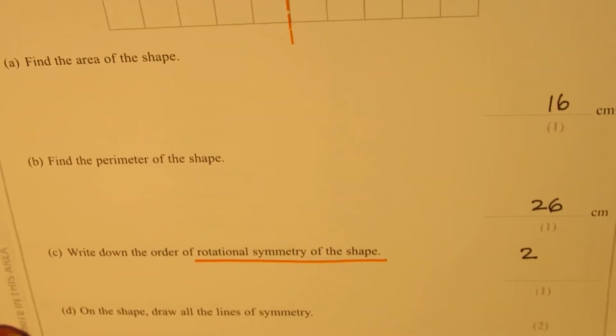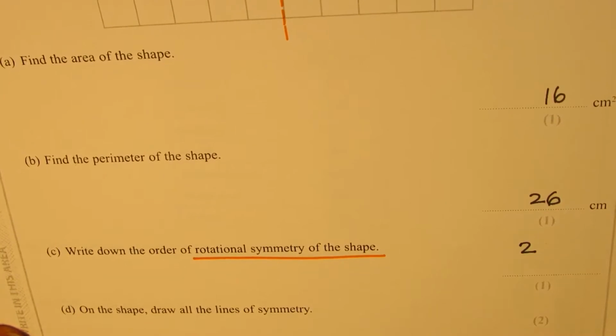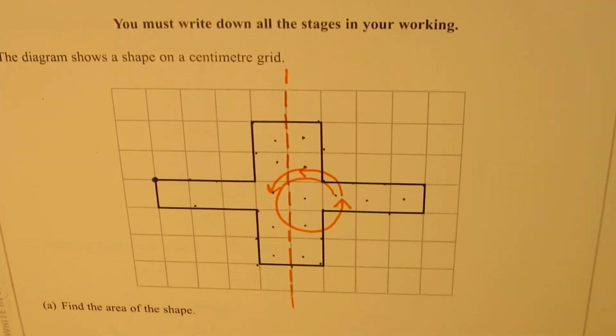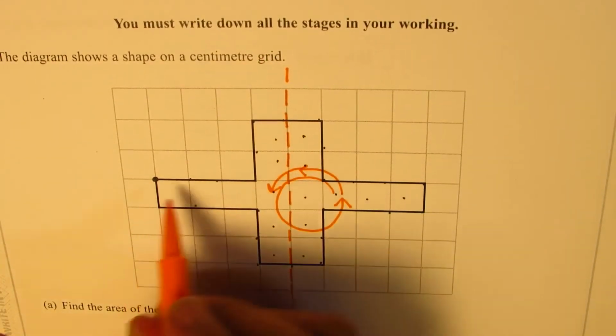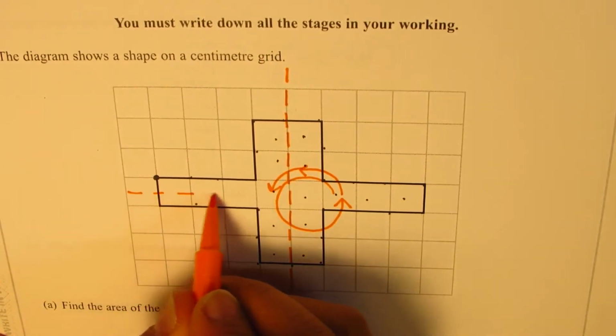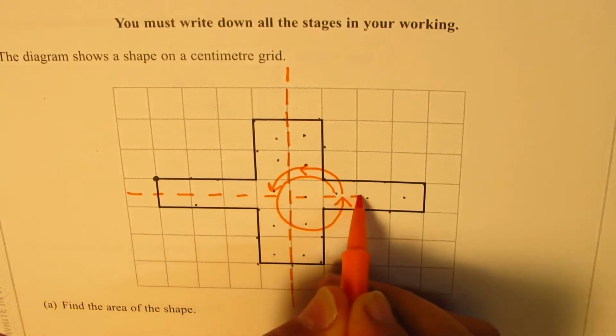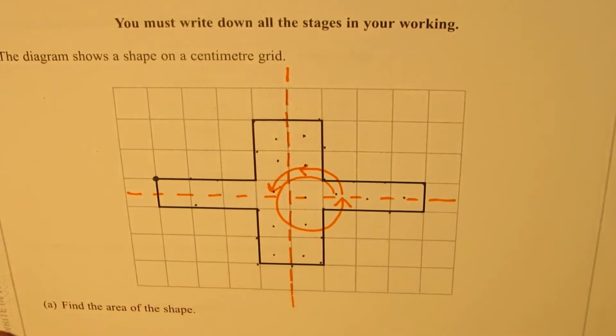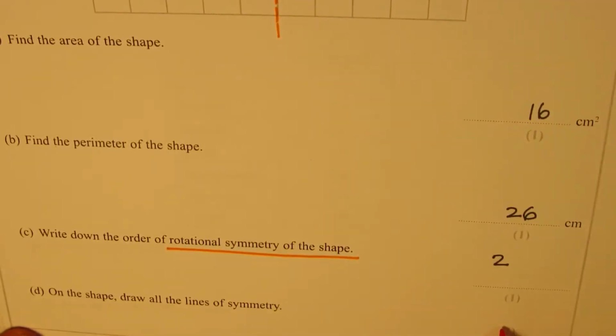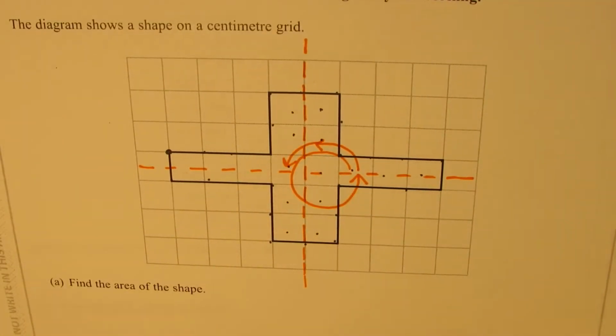Part D is on the shape, draw all the lines of symmetry. Well, the lines of symmetry which I drew earlier, the vertical line of symmetry, and then this horizontal line is also a line of symmetry for the given figure. So these are the 2 lines of symmetry. So we have 2 lines of symmetry here, which you could mention, but drawing was essential.